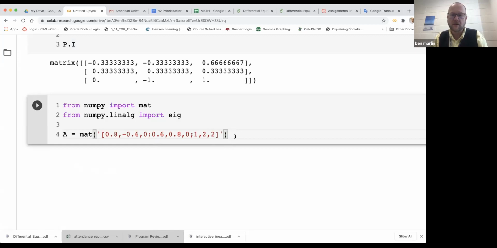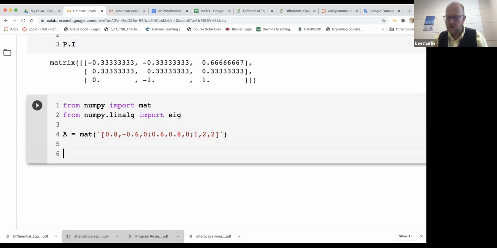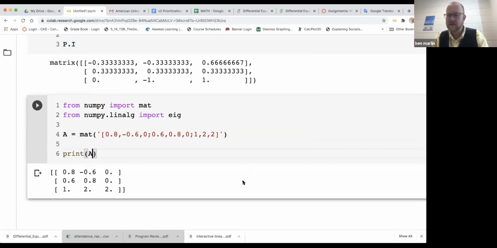Notice it didn't print it out for me there. So I'm going to purposely tell it to just print A here and make sure that it printed it nicely. So is that what I had? And yep, looks right to me.